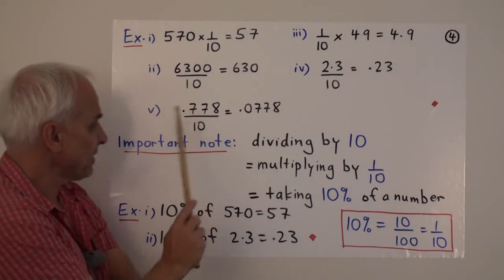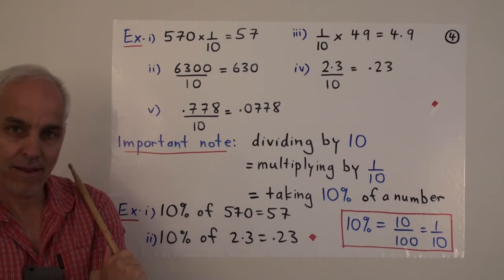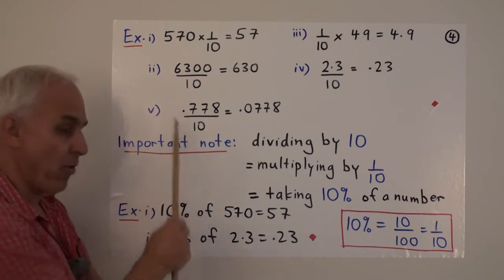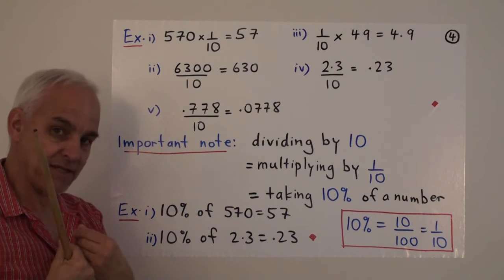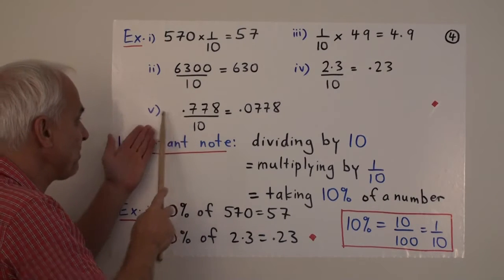And finally, this interesting example, 0.778 divided by 10. Here the decimal point is already on the left-hand side. How do we move it over 1? There doesn't seem to be any space.